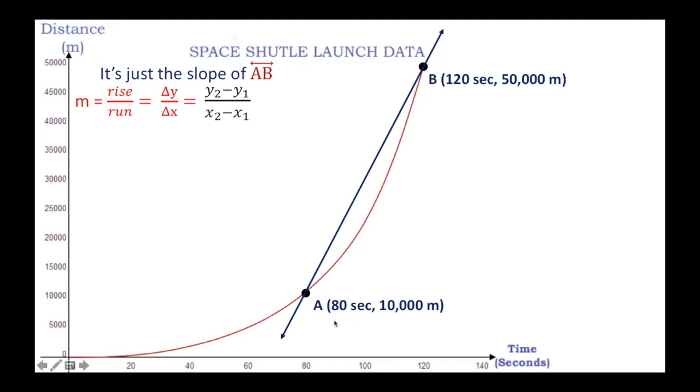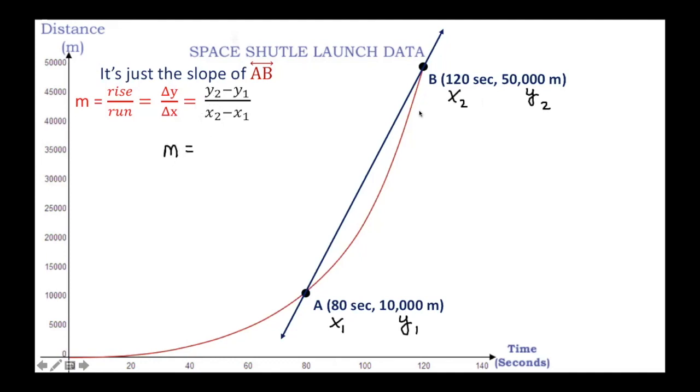So if we think of 80 seconds as the first time we're measuring, and 10,000 meters as the first height we're measuring, and 120 seconds as the second time we're measuring, and 50,000 meters as the second height we're measuring, we can do rise over run, which is change in y over change in x. And little m is slope.